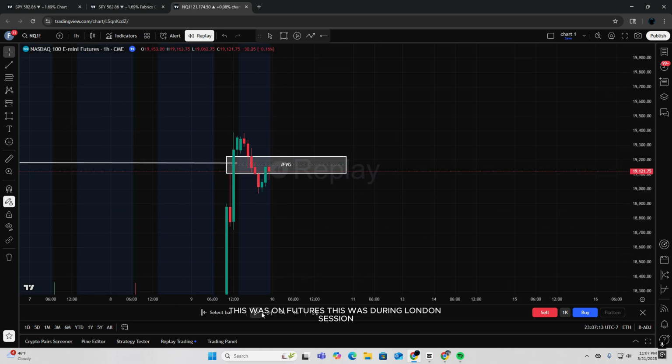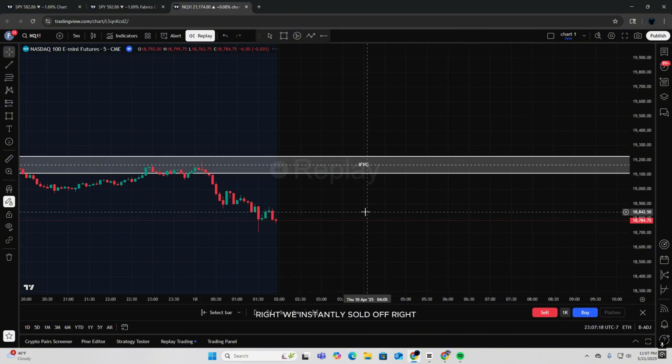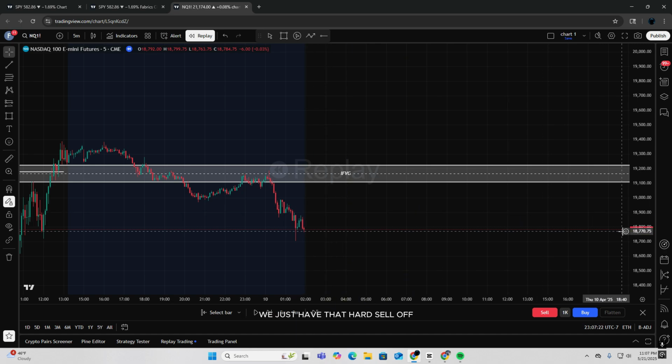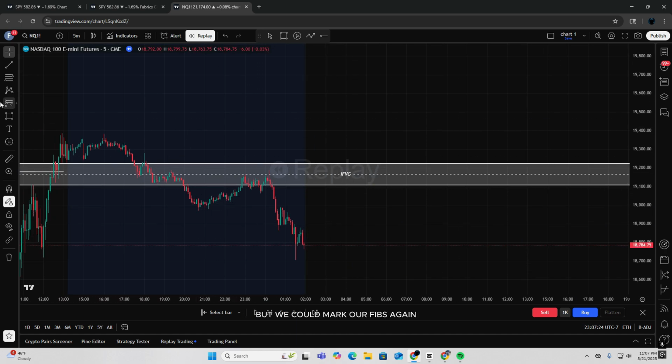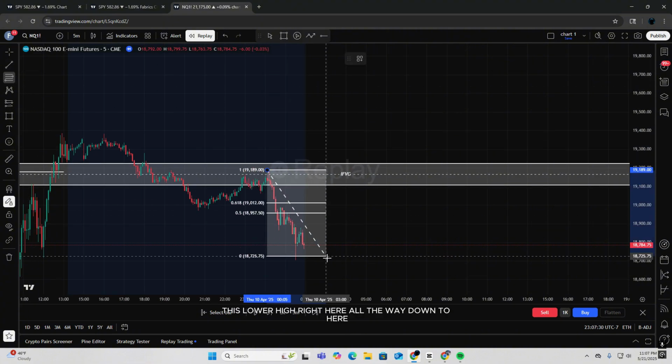So this was, again, on futures. This was during London session. We instantly sold off, so we didn't really have that entry. But what could we take as of right now? We just have that hard sell off, but we can mark our fibs again from this lower high right here all the way down to here.